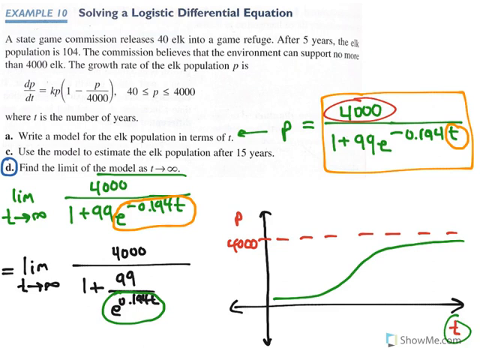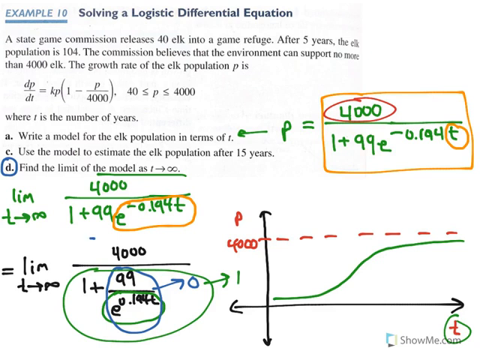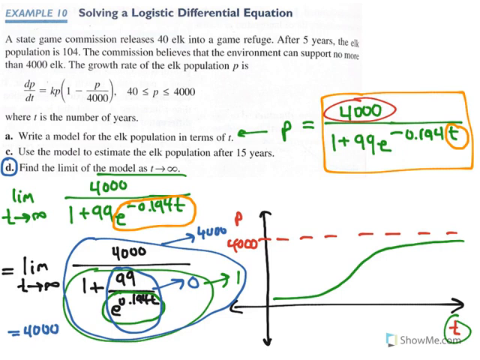As t goes to infinity, e to the 0.194t will go to infinity, which means 99 divided by e to the 0.194t will go to 0, which means the denominator will approach 1, which means the quotient 4,000 divided by the denominator will approach 4,000. So that's how you get that the limit is 4,000 as t approaches infinity, again reinforcing what we mean by the carrying capacity.